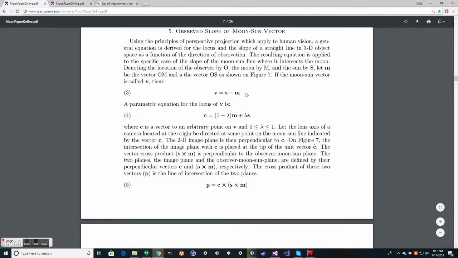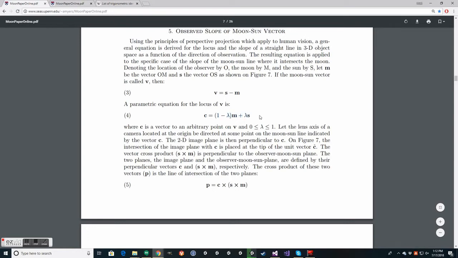So let's skip ahead to page 5 here, where we're going to pick up with the actual equations, the math. We're going to start with S and M. S is the vector from the observer to the sun. M is the vector from the observer to the moon. So this V is going to be the vector from the moon to the sun.